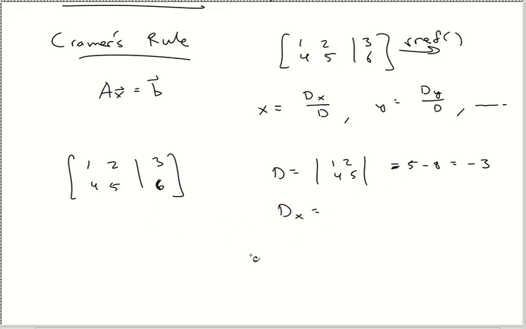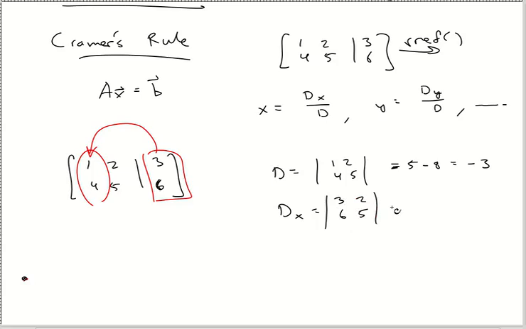dx is kind of strange. What's going to happen is I'm going to take my answers and replace my x column with that. I'm replacing my x column with my answer column. Do you see what I have there? Instead of the 1, 4, I now have 3, 6. That's my answers. And then find the determinant. I got 15 minus 12 is equal to a positive 3.